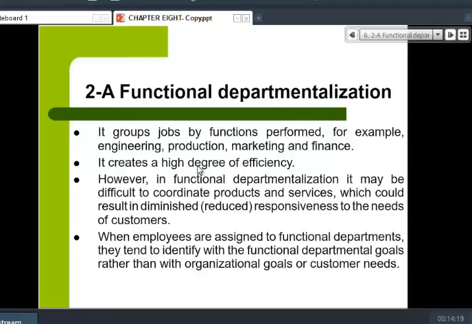So when employees are assigned to functional departments, they tend to identify with the functional department's goals rather than with the organizational goals or customer needs.